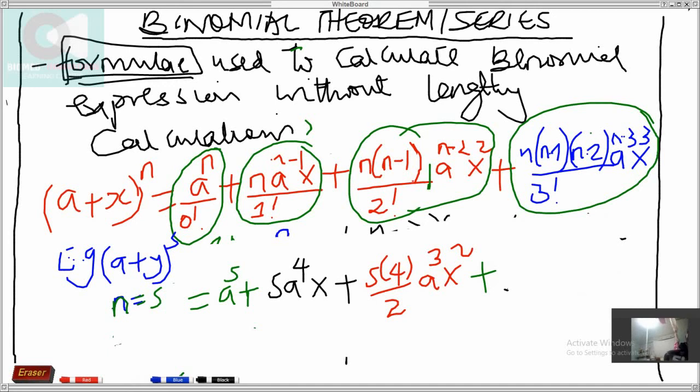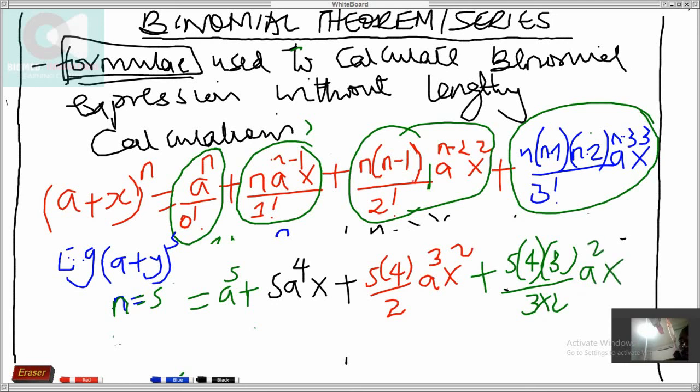we have 5 into 4 also into 3, which is 5 minus 2, which is 3, divided by 3 factorial. 3 factorial is the same as 3 by 2 by 1, which is 6. And then we have a raised to 2, which is 5 minus 3, which is 2, x cubed.